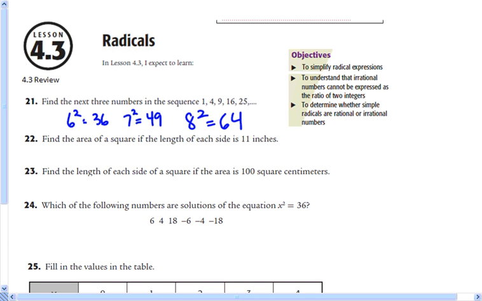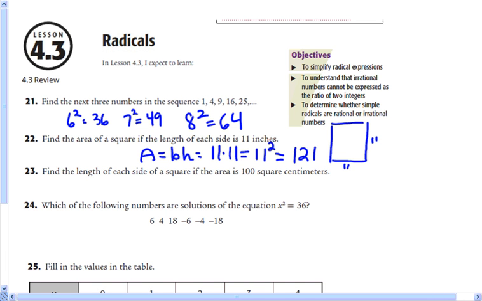Okay, find the area of a square if the length of each side is 11. So just a quick picture. Remember, a square is a rectangle, and for a rectangle, the area is base times height or length times width. And since they're both the same, we're just going to do 11 times 11, which is the same as 11 to the second power, which is 121.